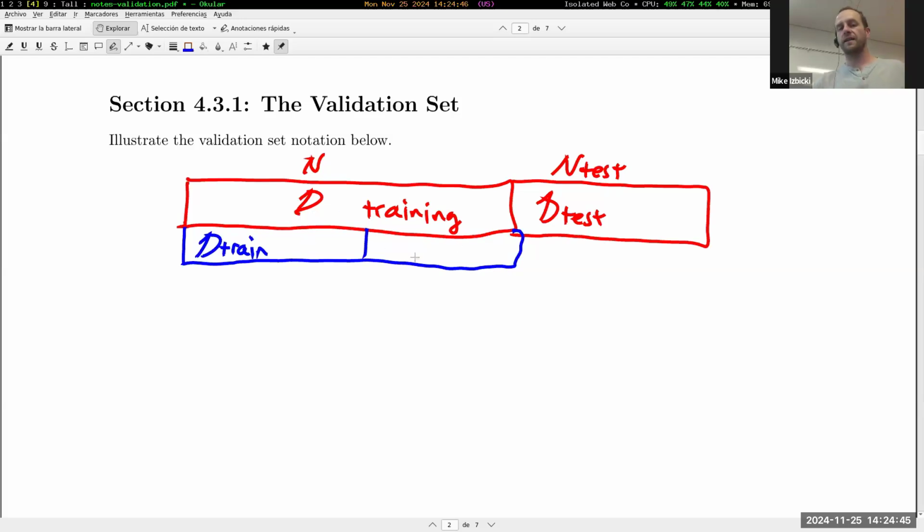And this second data set over here is called the validation data set. They use D sub val, or the English word for that is the validation set. The size of the validation set is capital K, and the size of this smaller training data set right here, D sub train, is N minus K. These are the sizes of these data sets.